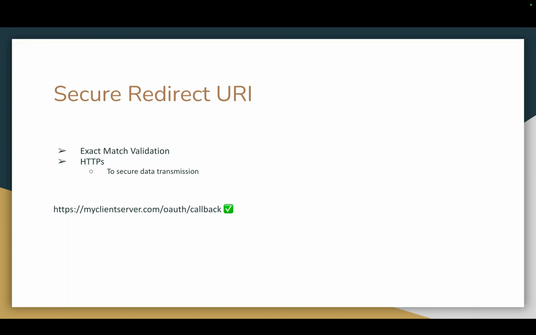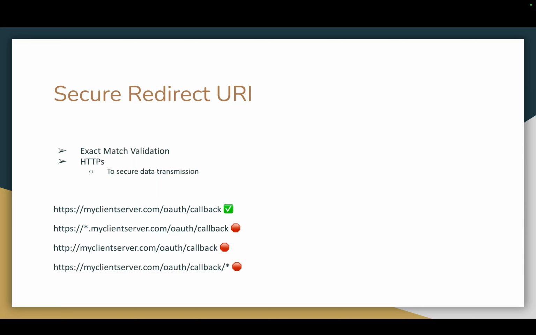For example, this is a perfectly secure redirect URI, but this is not, because here we are using a wildcard. And in the third request, we are using HTTP, not HTTPS, so the data transmission will not be secure from the client to the authorization server to the client, or anything. And also in the fourth URL, we are using a wildcard. So don't use wildcards in your redirect URI.